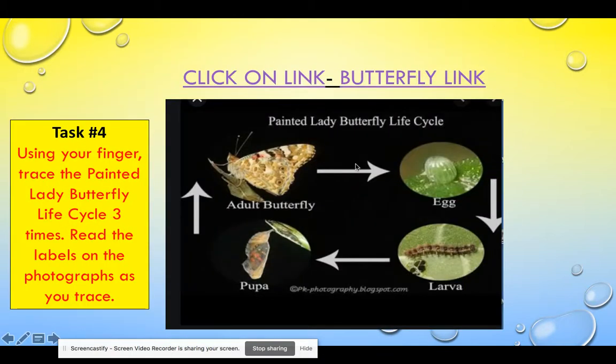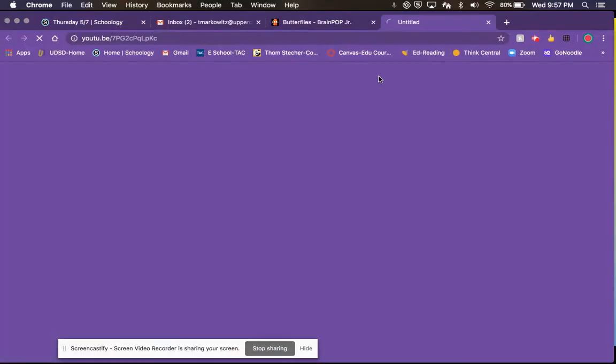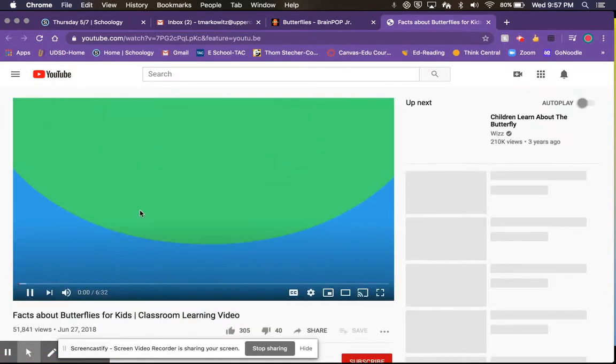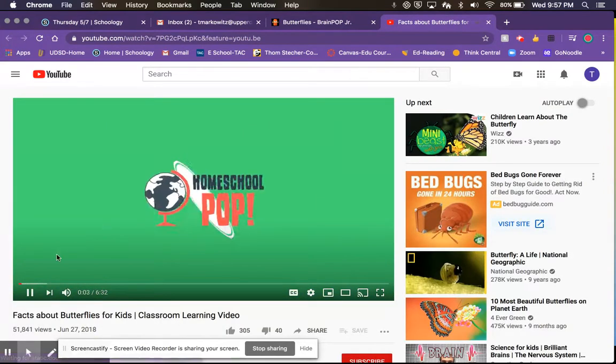Next one. Butterfly link. Using your finger, you're going to trace the painted lady butterfly life cycle 3 times. So we go from egg to larva to pupa to adult butterfly. You're going to go around this just to help you remember the order. Here is the link which will load. YouTube is usually pretty good, you don't need any passwords. Watch this video.